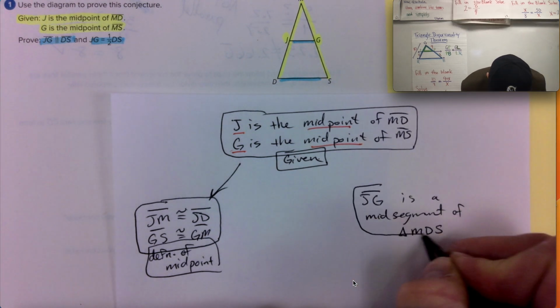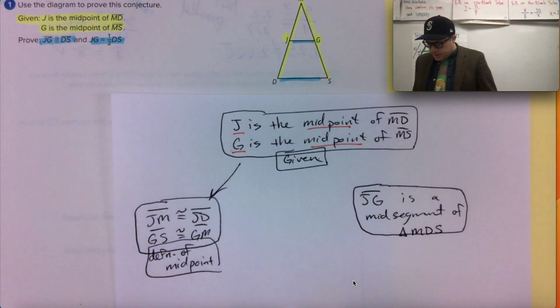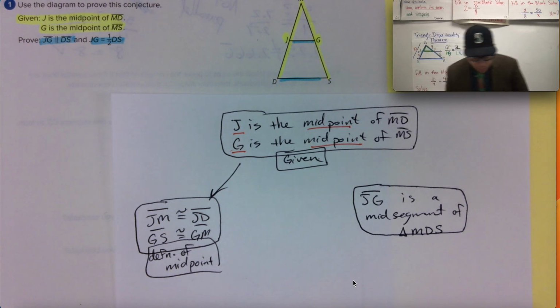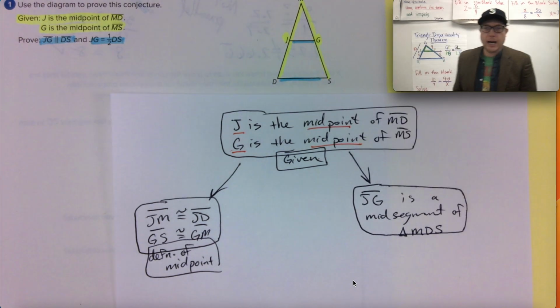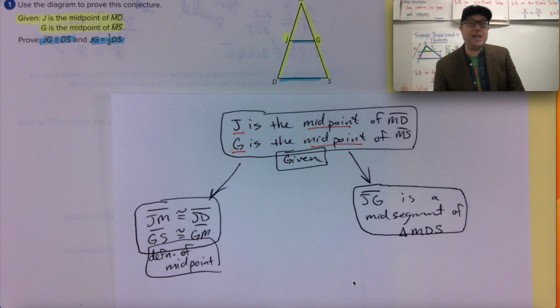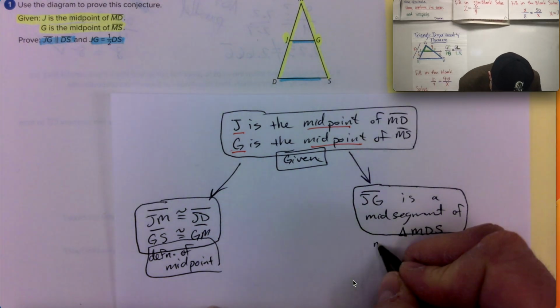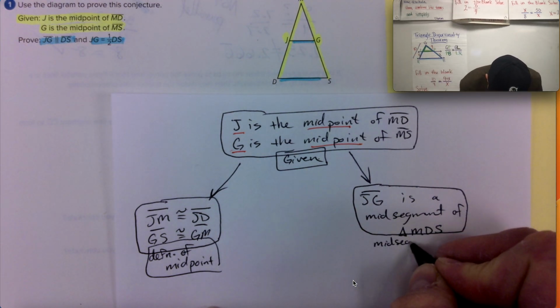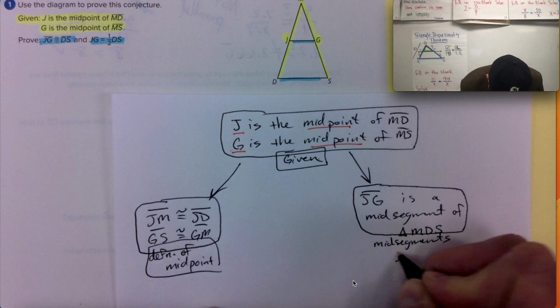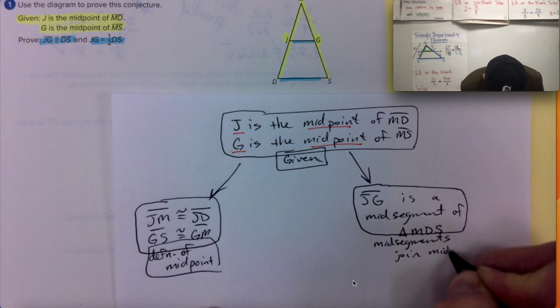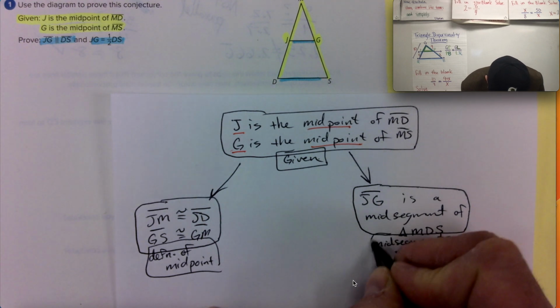Okay, so wrap that up, and we're going to put, what's the reason for that one? Well, a mid-segment joins the midpoints. We have this midpoint happening. So the midpoints create mid-segments. Mid-segments join midpoints. Okay, so that's the reason for that one.